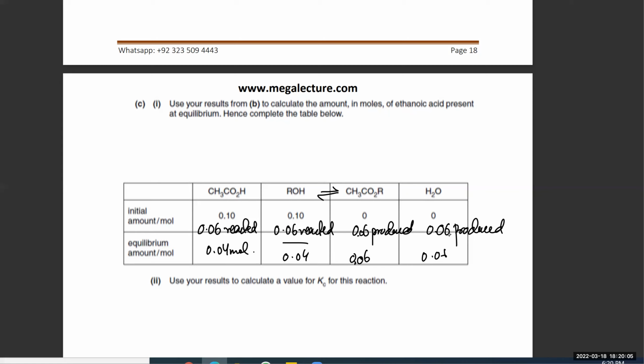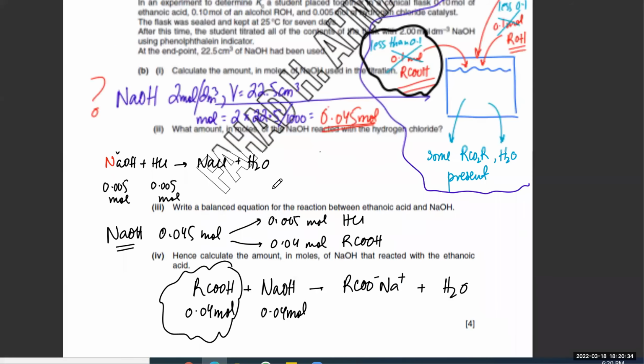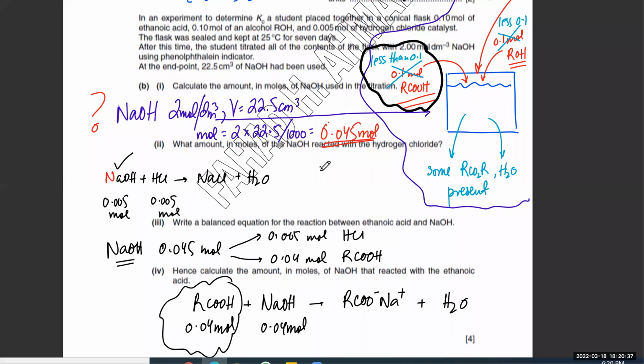अब है Kc की value. You can find the value of Kc. It's going to be product concentration divided by reactant concentration. So it's going to be 0.06 multiplied by 0.06, and the whole thing gets divided by 0.04 into 0.04. So that is now your Kc expression. लेकिन ये वाला part clear है सारों को ये चीज? Is this clear? Yes, sir.